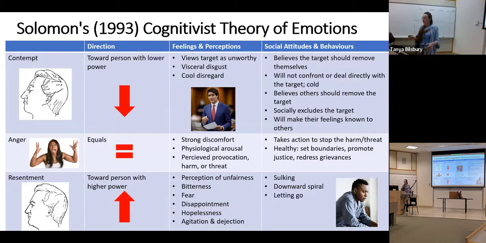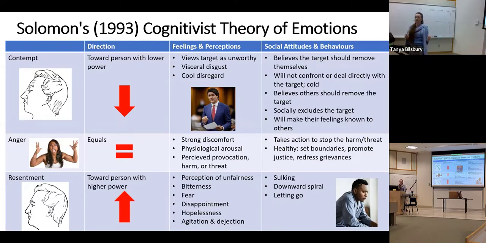So in this model, contempt is a combination of anger and disgust. And it's somebody who's higher up in the totem pole or the pecking order or whatever it is, the tree, looking down on someone below. Okay? And the person who feels contempt views the target as unworthy. Okay? And they have a cool disregard for them. There's a belief that the target should remove themselves. Like, I'm not even going to talk to you, go away. Okay? They will not confront or deal directly with the target.